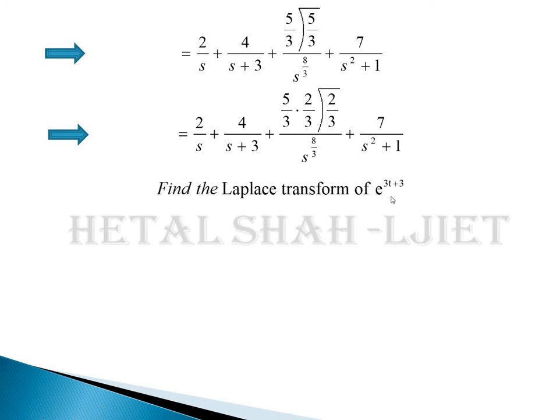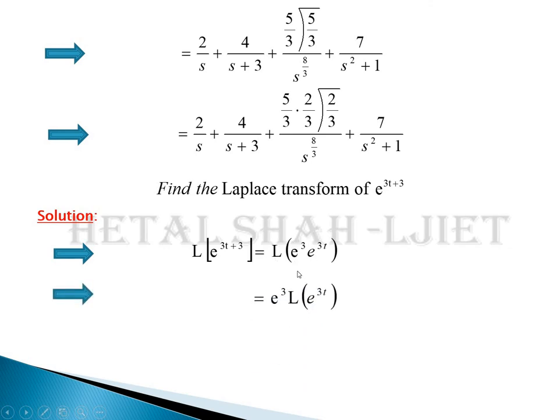Now find the Laplace transform of e raised to 3t plus 3. So we can write it as Laplace of e raised to 3 into e raised to 3t. Here e raised to 3 is the constant term. So e raised to 3, Laplace of e raised to 3t, and Laplace of e raised to at is 1 upon s minus a, that is 1 upon s minus 3.